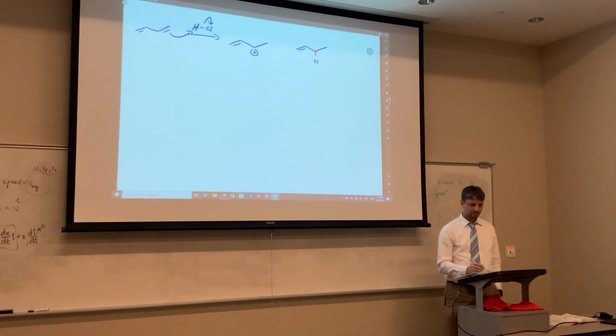All right. So next door, there is our positive charge. Next door we see a pi bond. So we can draw a nice, pretty resonance structure. Okay?